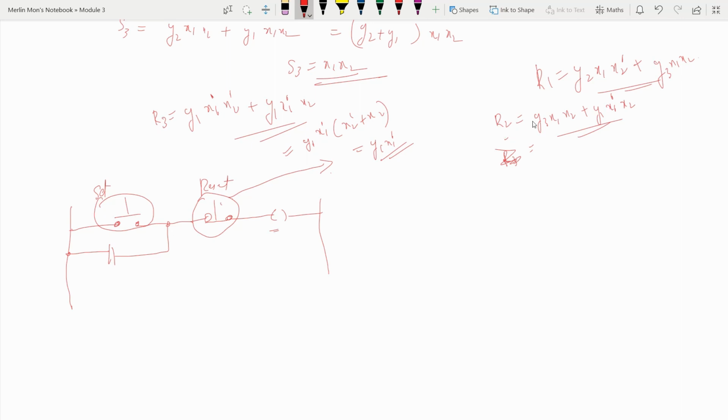So the idea is that if this R3 is activated, this contact must be open. That's the logic we will realize using relays. We will try to do that. Just for example, we will use R1 for S1 and R1. We will see whether we can implement that or not.